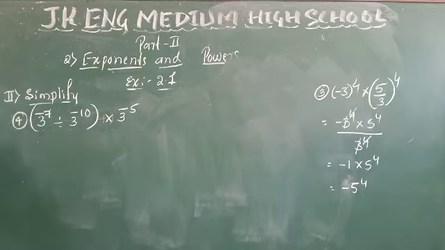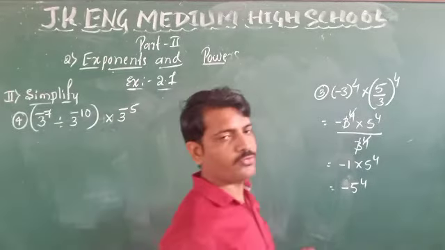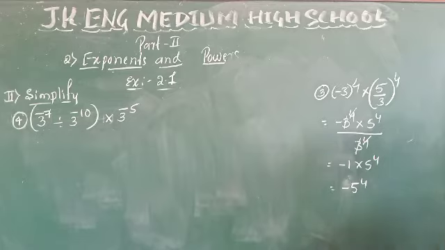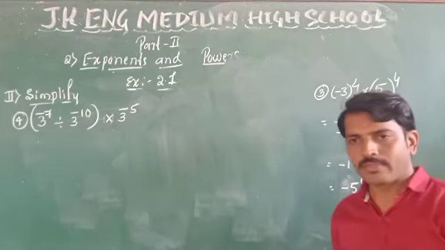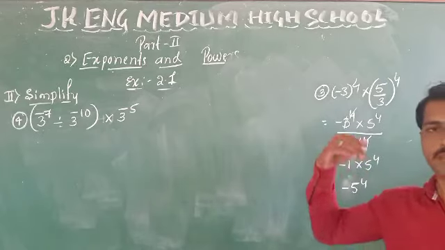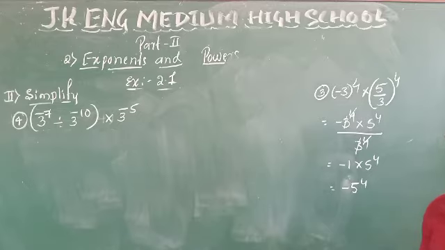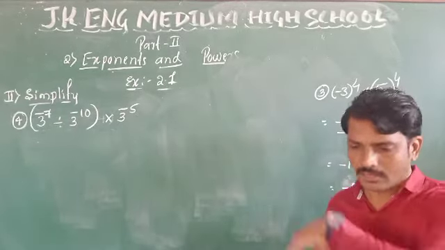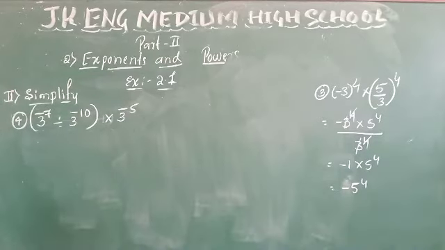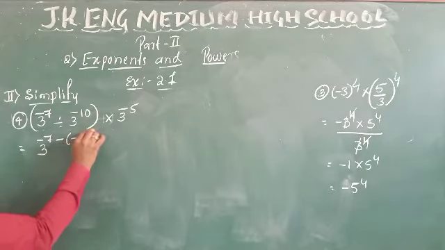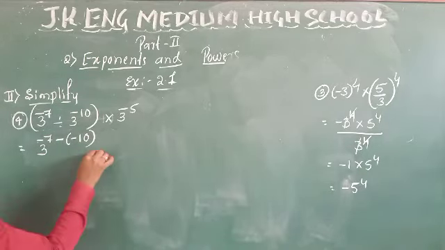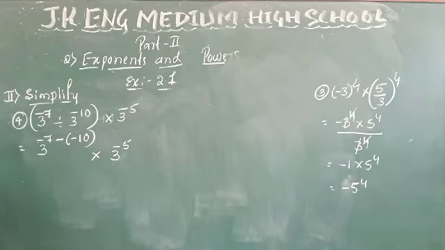Totally the question is based on two laws of exponent. First one, a to the power m divided by a to the power n is equal to a to the power m minus n. Second one, a to the power m into a to the power n. So we'll simplify directly. Understanding? Okay. How to simplify this? First one, 3 to the power minus 7. Division sign is there, so what is it? Minus. Next, into 3 to the power minus 10 into 3 to the power minus 5.